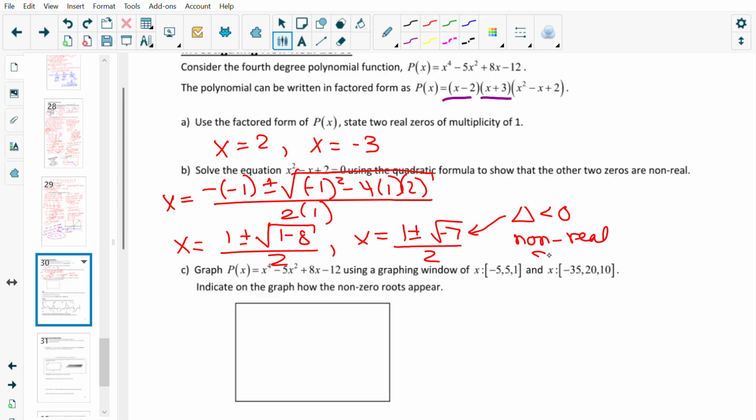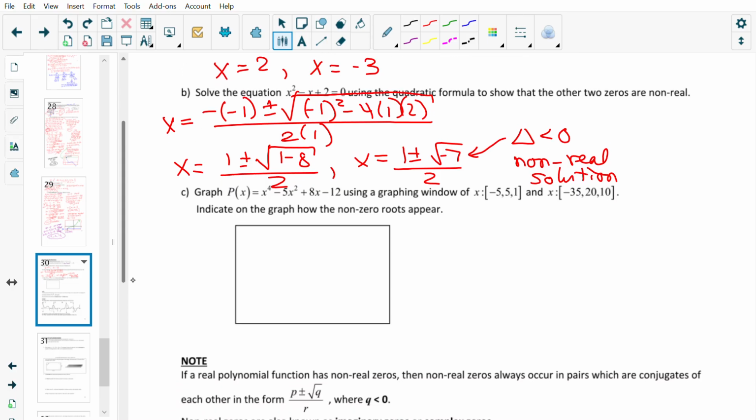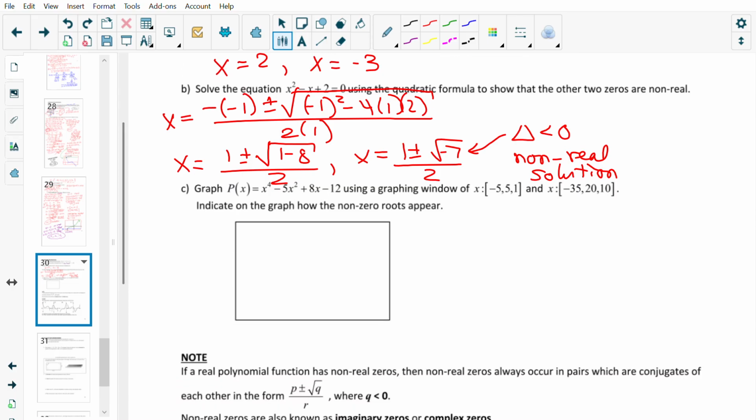Discriminant is less than 0. Non-real solutions. So the solution doesn't exist in the real number world. It actually exists. It's still a solution, but it's a non-real solution. It exists in the imaginary complex number realm. Okay, so that's actually beyond the scope of this course.